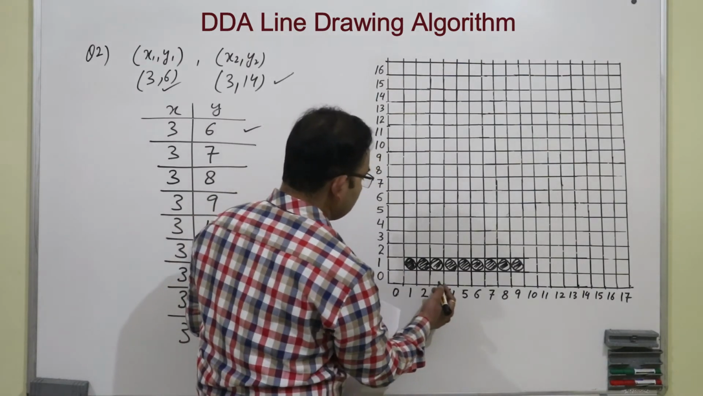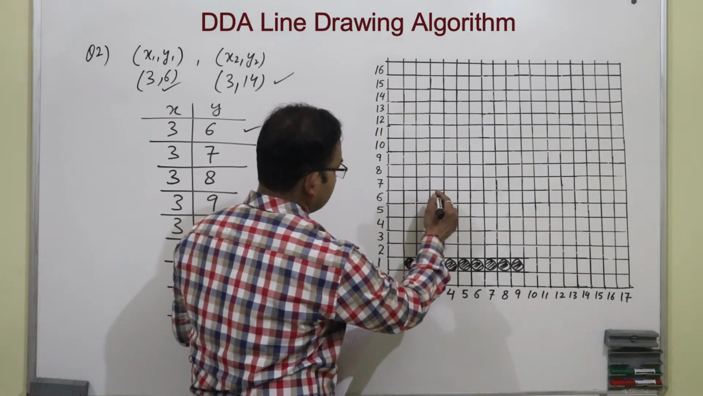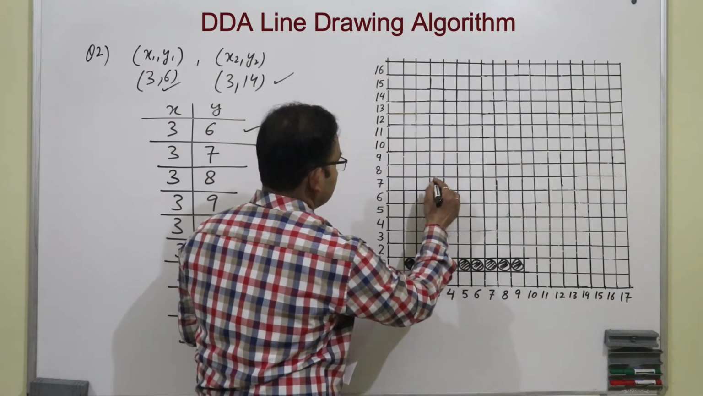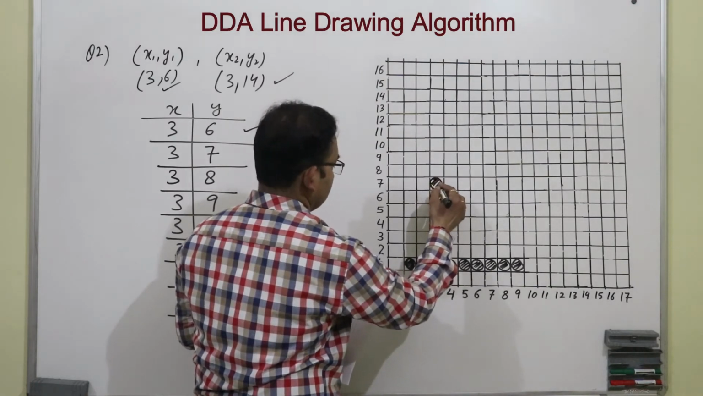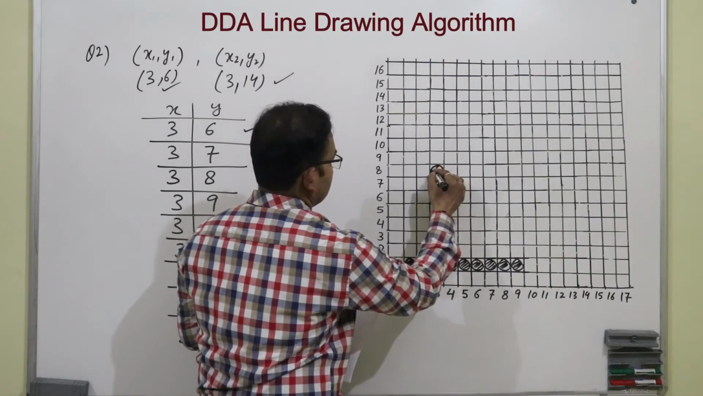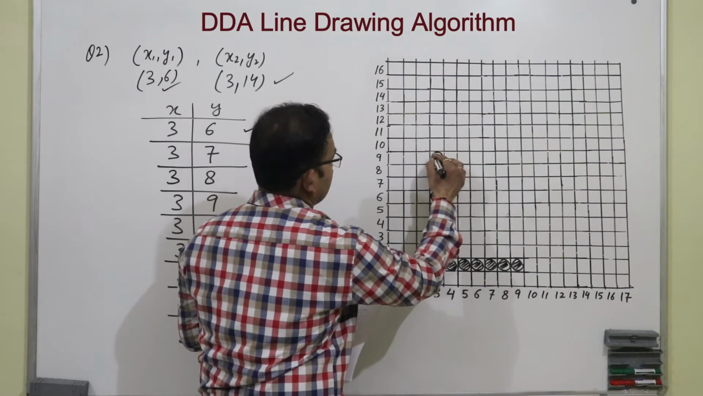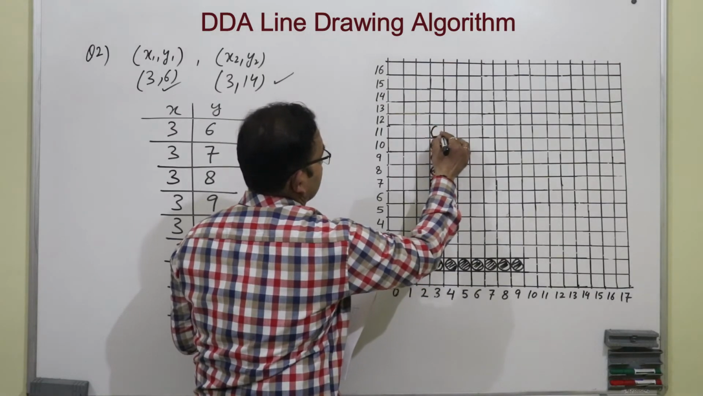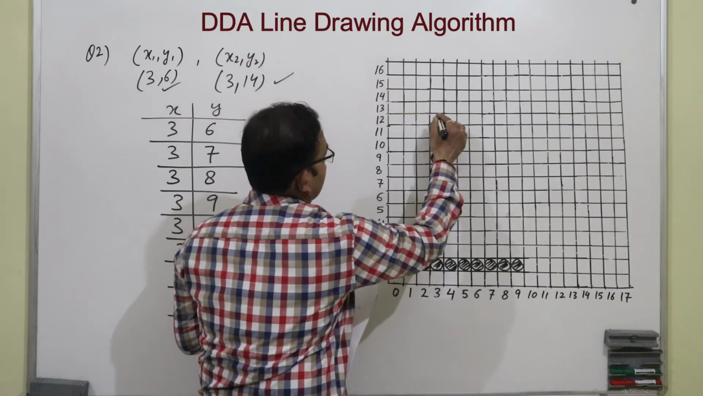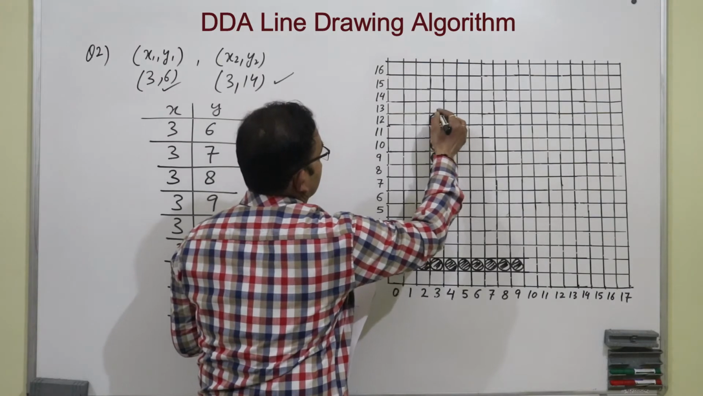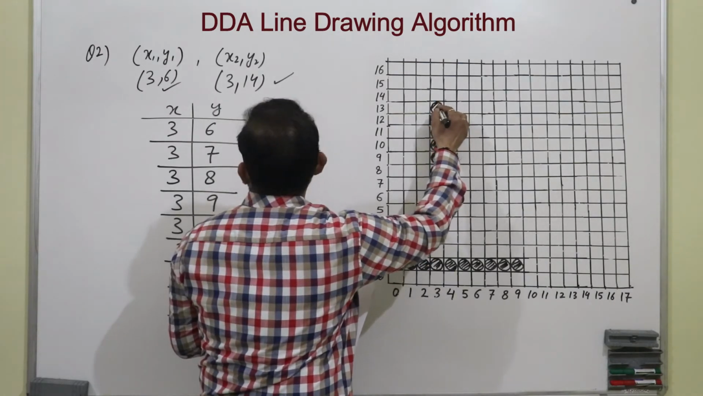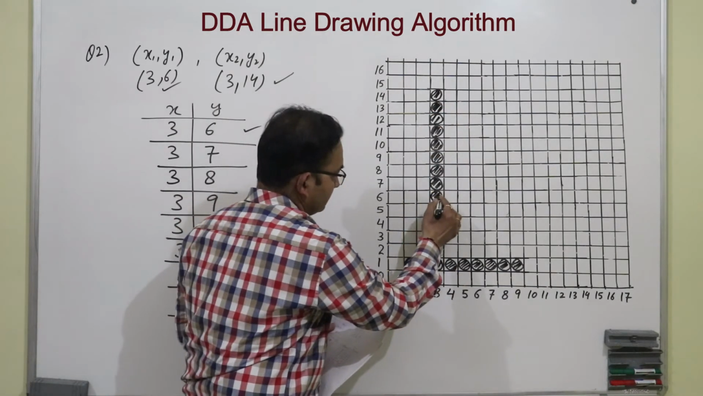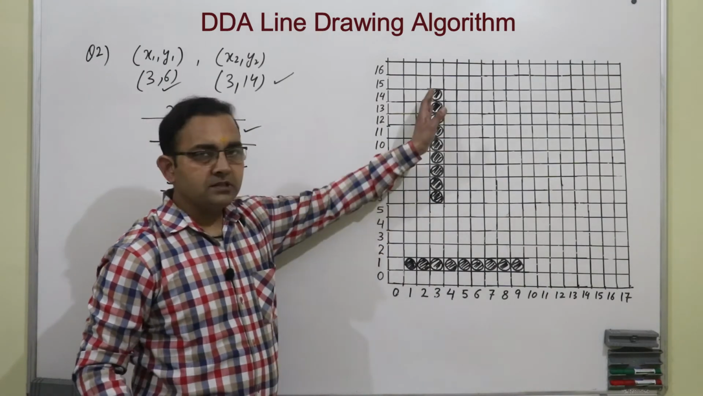So, 3, 6, 3 and 6, this one, then 3, 7, 3, 8, 3, 9, 3, 10, 3, 11, 3, 12, 3, 13, and last is 3, 14. So, line will pass through these pixels.